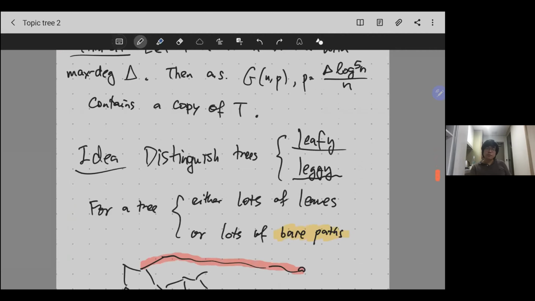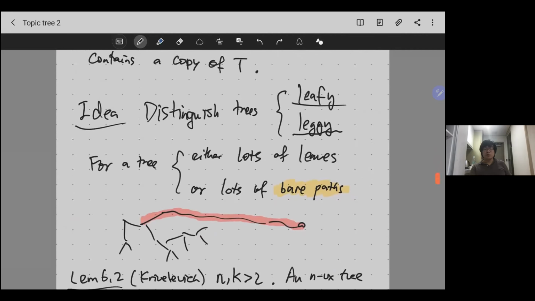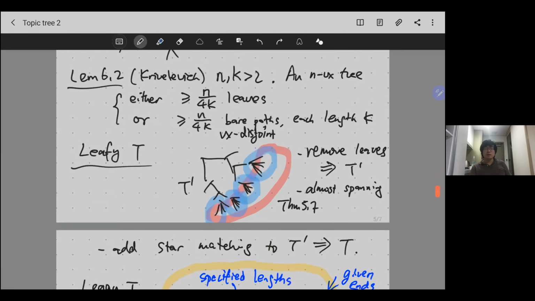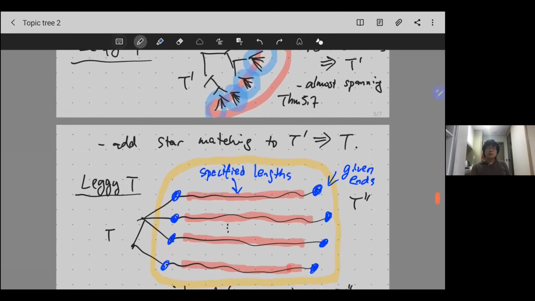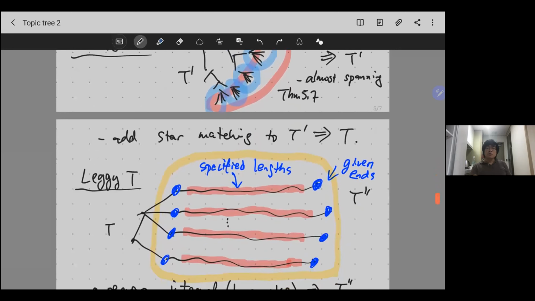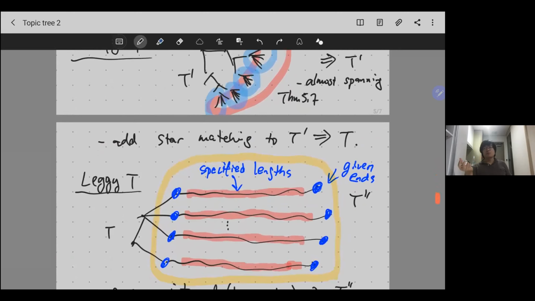And for these, we say that we will treat trees differently when they have different structure. One is when it has lots of leaves, the leafy one, and one is when it has lots of long legs, this bare path. In both cases, we will remove either the leaves or the internal vertices of this bare path, which gives us a much smaller tree and almost spanning. Then we can use the known result, in particular 5.7, to embed these almost spanning ones, right?